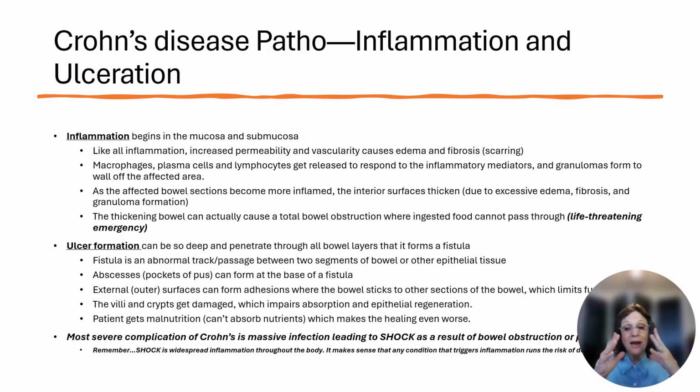The little villi that are needed to absorb, and those little crypts that store the necessary forms of digestion, they get damaged so that we can't absorb or regenerate the epithelial cells like we need to. So they have the inflammation, the cells get damaged, and they can't fix themselves. The patient gets malnutrition because they're not able to absorb any nutrients, and that's going to negatively impact their healing process like we've talked about already.